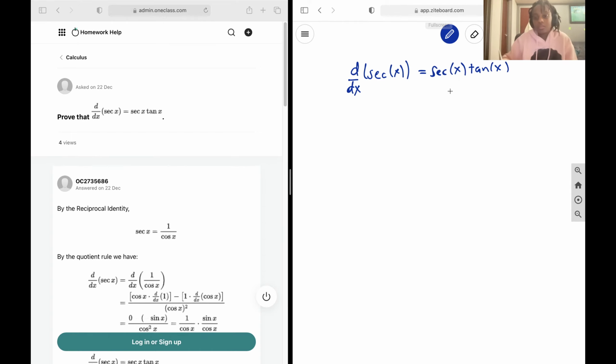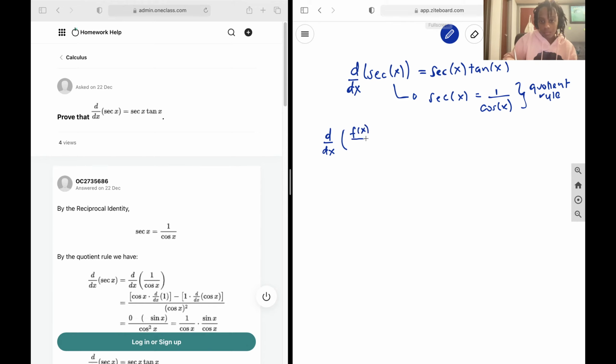In order to do this, we're going to need to recall the fact that secant x is equal to 1 over cos x. And because of this, we can use the quotient rule. The quotient rule simply states that the derivative of f of x over g of x is going to be equal to g of x times the derivative of f of x minus f of x times the derivative of g of x, all over g of x squared.